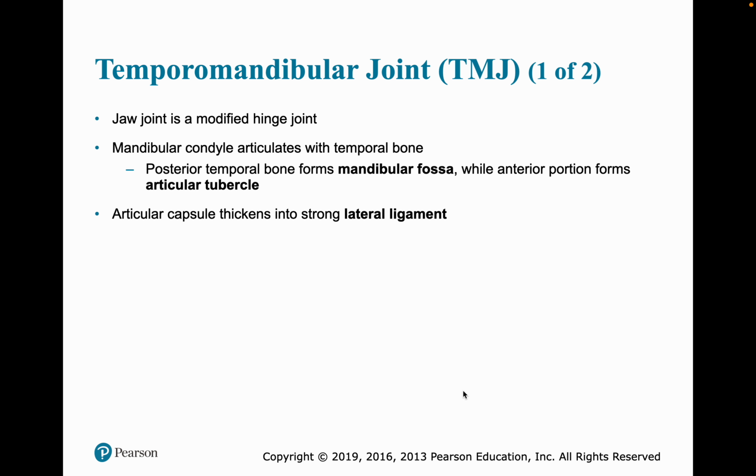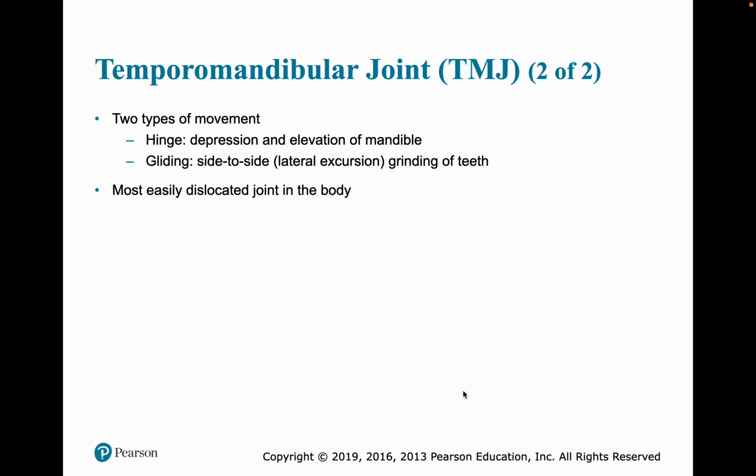the strong lateral ligament. There are 2 types of movements allowed here: hinge, which is depression and elevation of the mandible, and a gliding, a side to side lateral excursion that happens when we grind our teeth. Now this joint is the most easily dislocated joint in the body. And if someone has been diagnosed with TMJ, there's a problem with this temporomandibular joint.